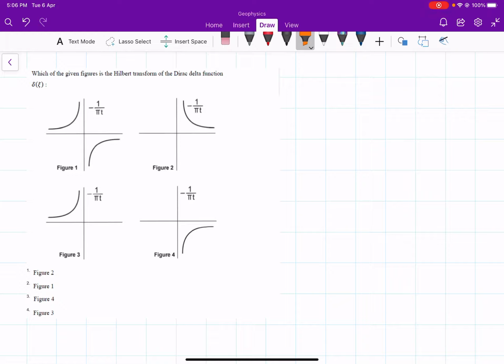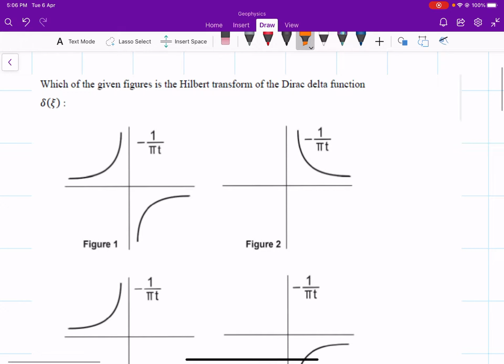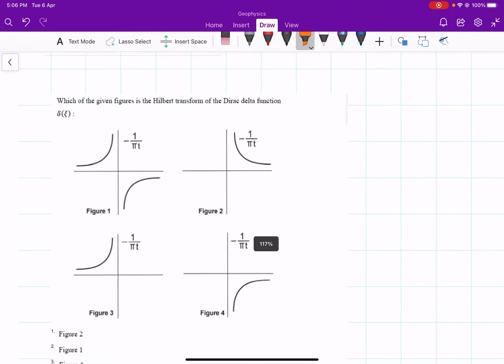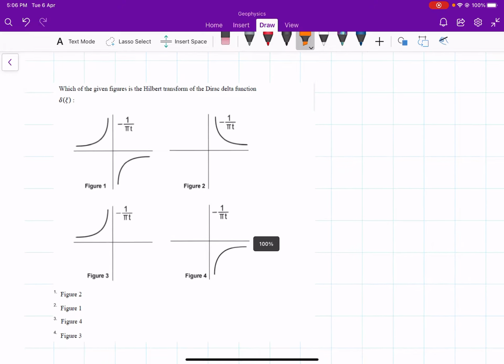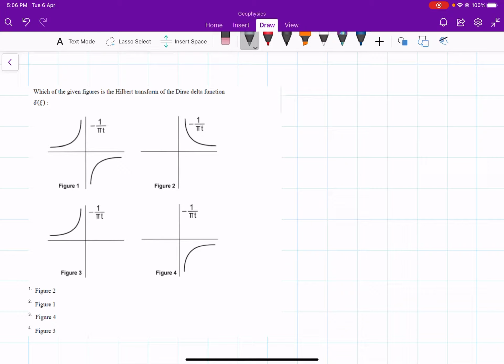In this video, I am going to solve a problem based on Hilbert transformation. The problem is from GATE 2021 Geophysics. The question is, which of the given figures is the Hilbert transform of the Dirac delta function? So here we have to find the Hilbert transformation of the Dirac delta function.